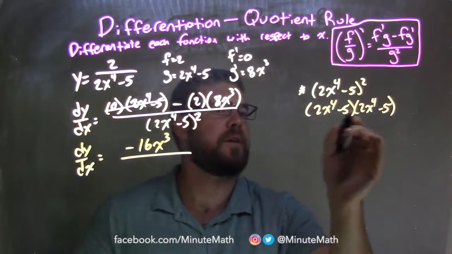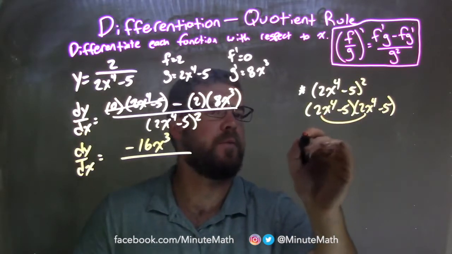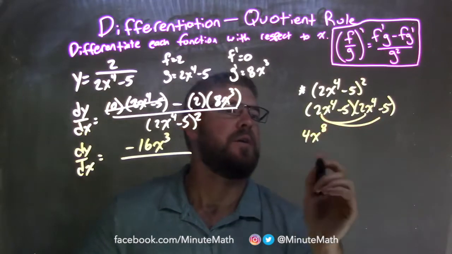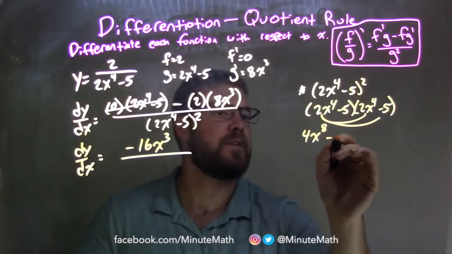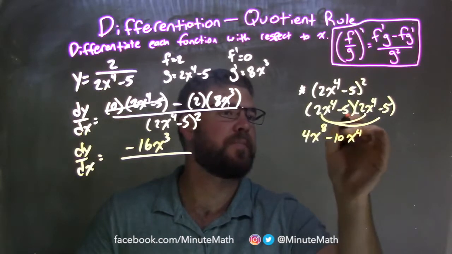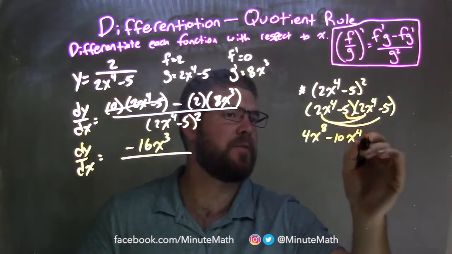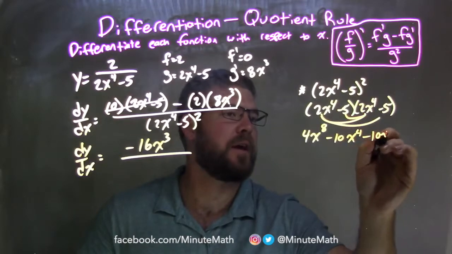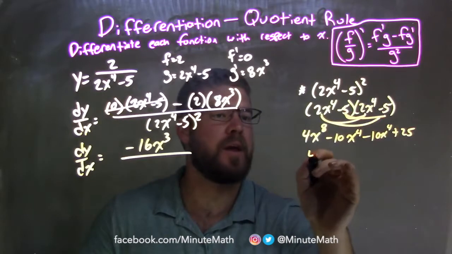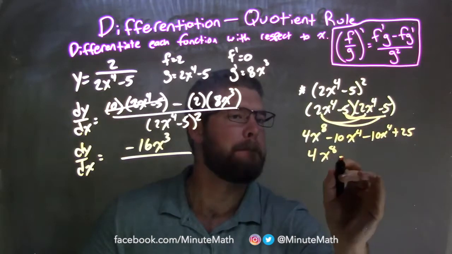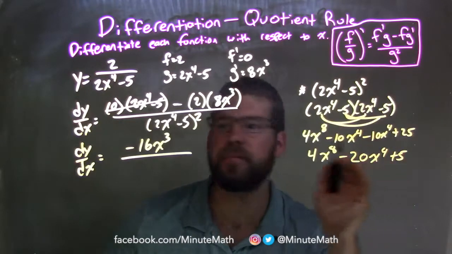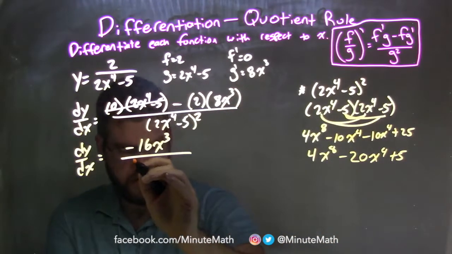Okay, 2x to the fourth times 2x to the fourth is 4x to the 8th. We add the exponents here. 2 times negative 5 is negative 10x to the fourth. Here again, the negative 5 times 2x to the fourth is another negative 10x to the fourth. And then negative 5 times negative 5 is positive 25. We add them together, we have 4x to the 8th minus 20x to the fourth plus 5. And there we have it down here.